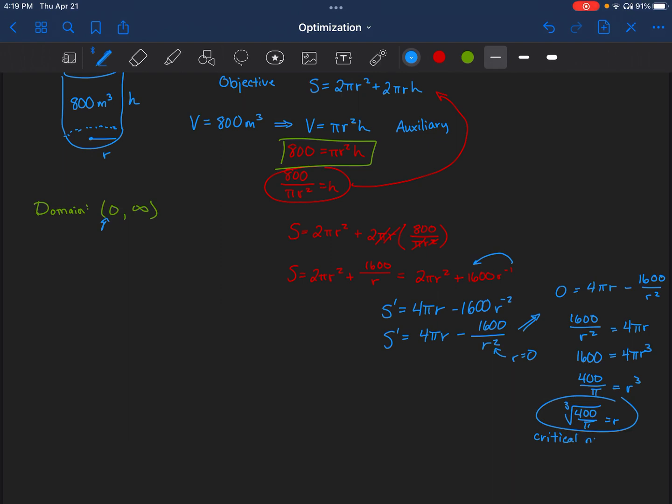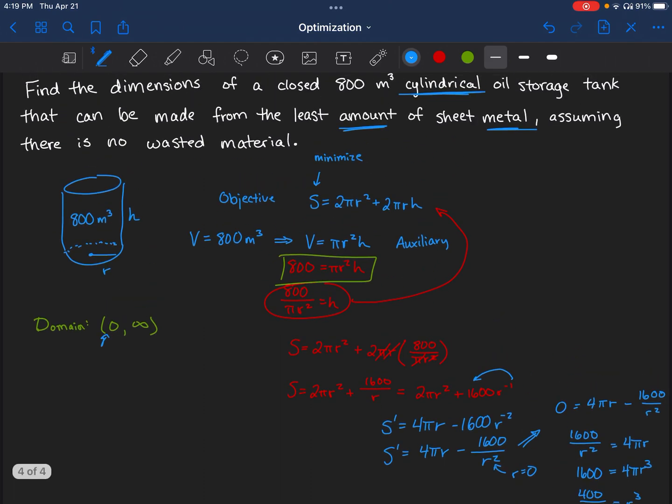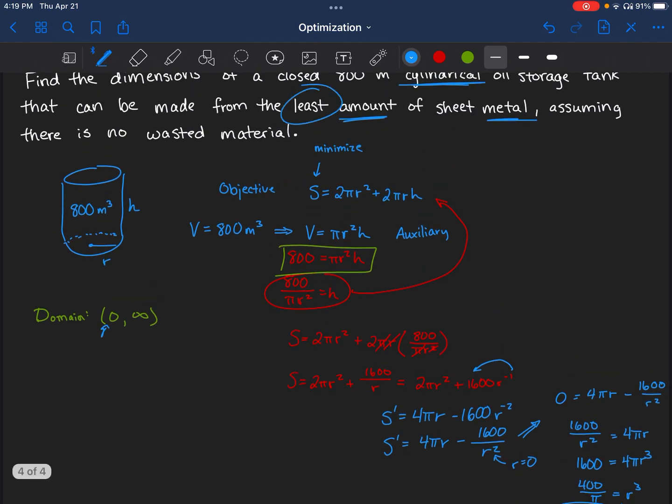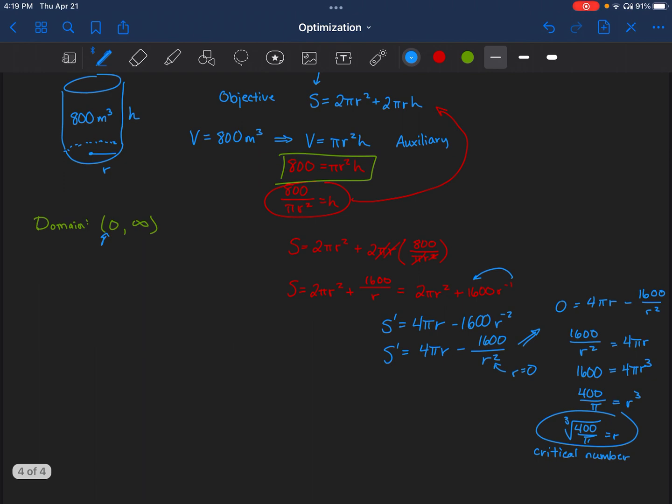What I need to do at this point is use either the first derivative test or the second derivative test to figure out, is this a maximum or a minimum? I'm hoping that it is the minimum because I'm looking for the least amount. I'm just going to do the first derivative test because I've already got the first derivative. So I'll draw myself a little number line. Realistically 0 is the minimum here; we couldn't have 0 even if we tried. And then I'll put the cube root of 400 over pi here.